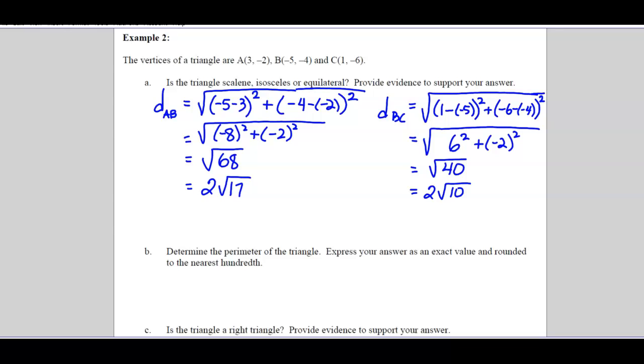So we've got two sides that are different. Okay, so it could be, no, it's not equilateral. It could be scalene or isosceles. You still need to check the third side. So we've done AB, BC, so now we need AC.